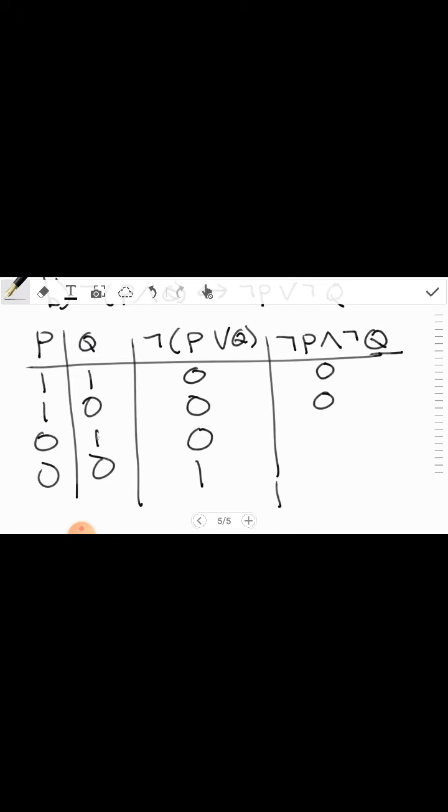This becomes 1, this becomes 0, 1 and 0 will be 0. 0 becomes 1, 0 becomes 1, 1 and 1 will be 1. So you will find again that these two columns are equal. Proving now the De Morgan's rule. So that's the fourth. The fifth rule of replacement is the distributive property.